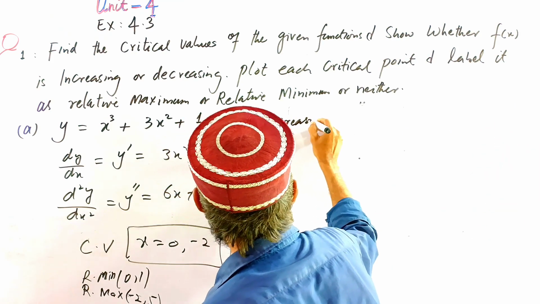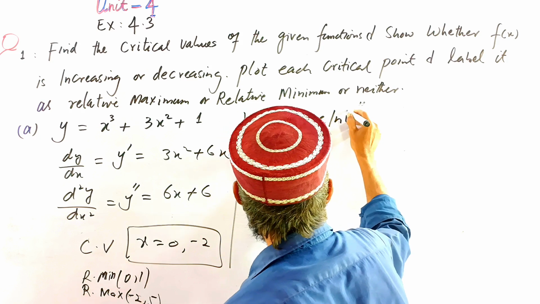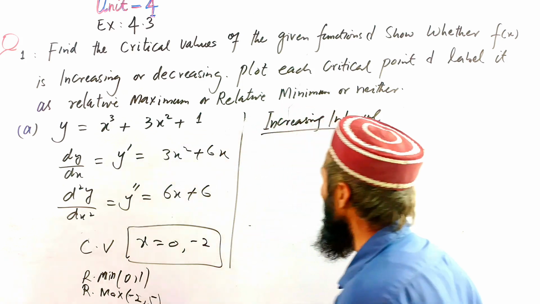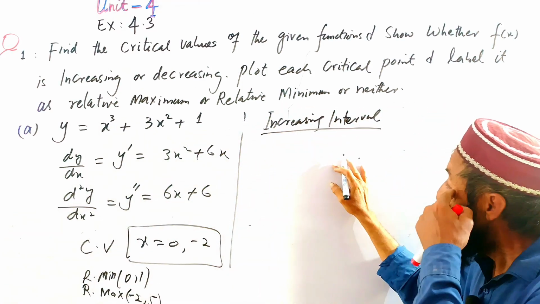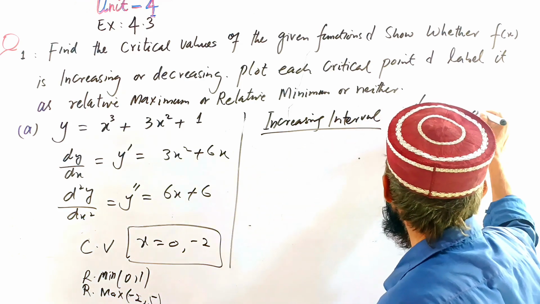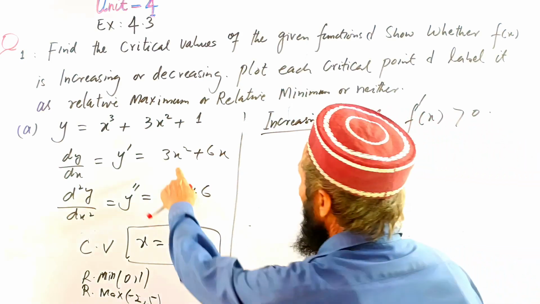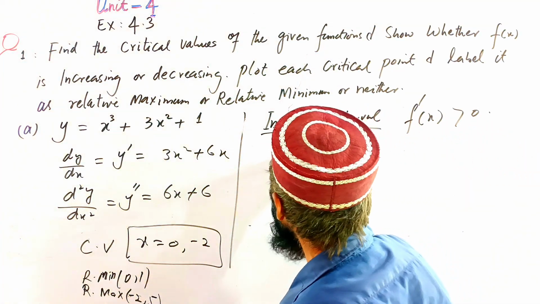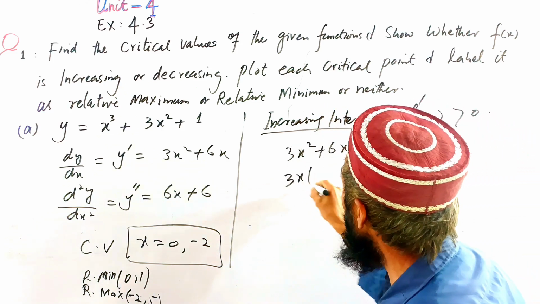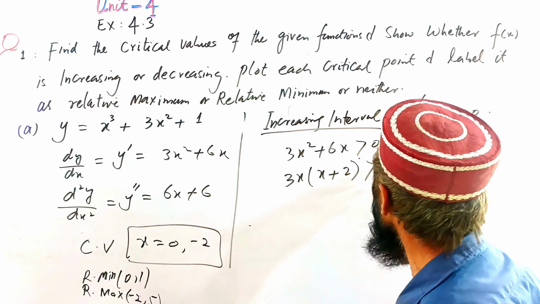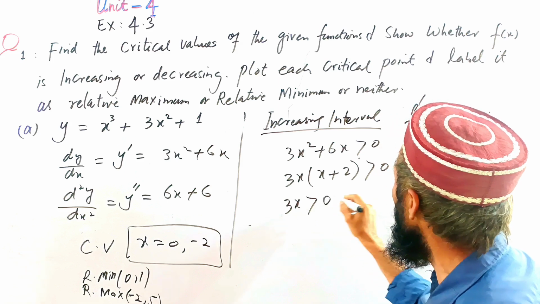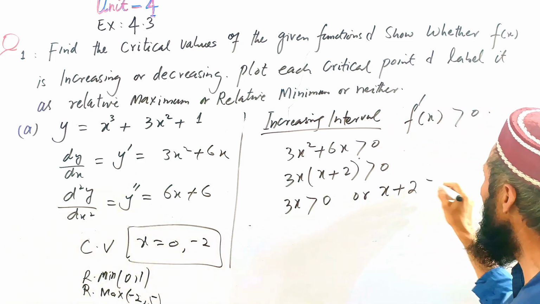Increasing interval. Next point is the increasing interval. According to the definition of increasing interval, f dash x is greater than 0. So f dash x, 3x square plus 6x, is greater than 0. We take 3x common: 3x into x plus 2 is greater than 0. It means 3x is greater than 0 and x plus 2 is greater than 0.